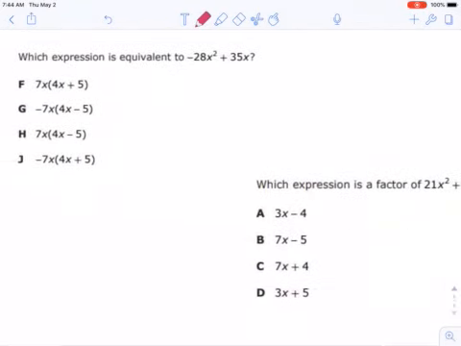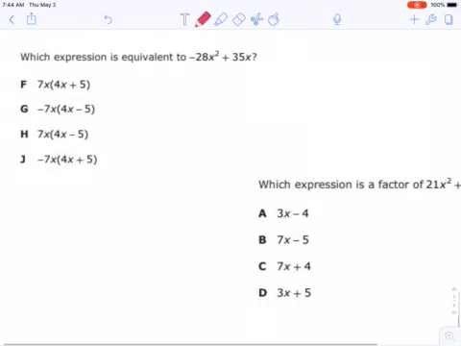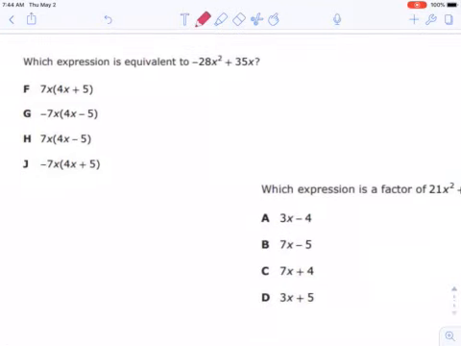Here's a couple of star questions that are factoring related. This first one is an example of a problem that you actually don't even have to know how to factor. You can just multiply all your answer choices together and see if you get the original problem. For example, letter F would give us 28x squared plus 35x. Well, that's really close, but we're missing the negative, so I would know that F is out.